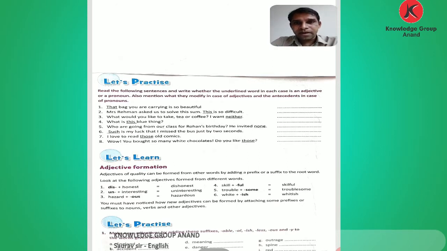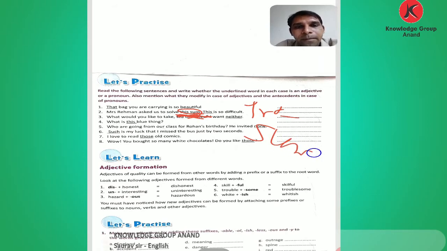Mrs. Rahman asked us to solve this sum. There are two sentences in this second number. Mrs. Rahman asked us to solve this sum, meaning talk about this sum. This is so difficult. What is difficult? This sum is difficult. So here, this is used as a pronoun. And what is the antecedent? Sum is the antecedent.